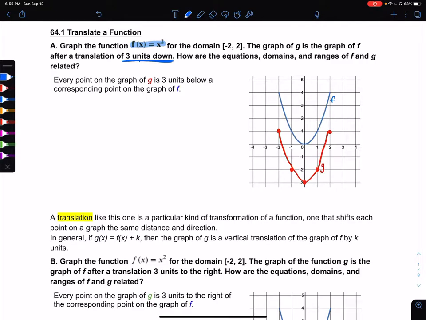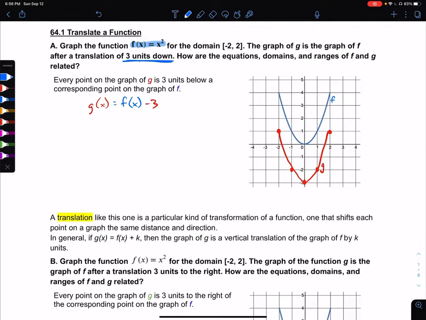So the question: how are the equations, domains, and ranges of f and g related? Well, what we did was, let's change the color, let's keep this color coded. g of x is effectively equal to f of x minus 3. So we're taking 3 places down there. I'm going to keep this in red, but it represents our translation down. So those would be 3 units down. We're taking all of f of x and shifting those values down.